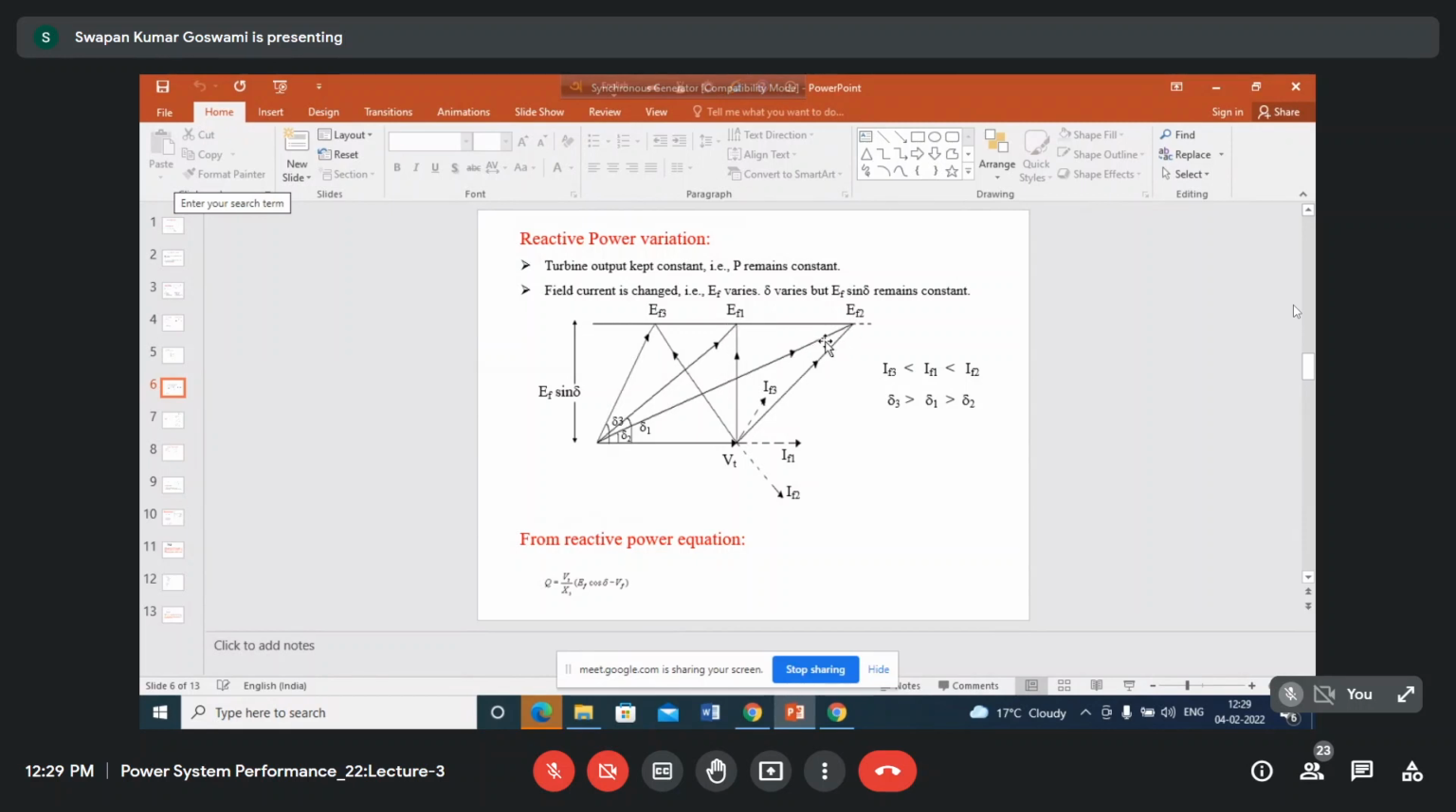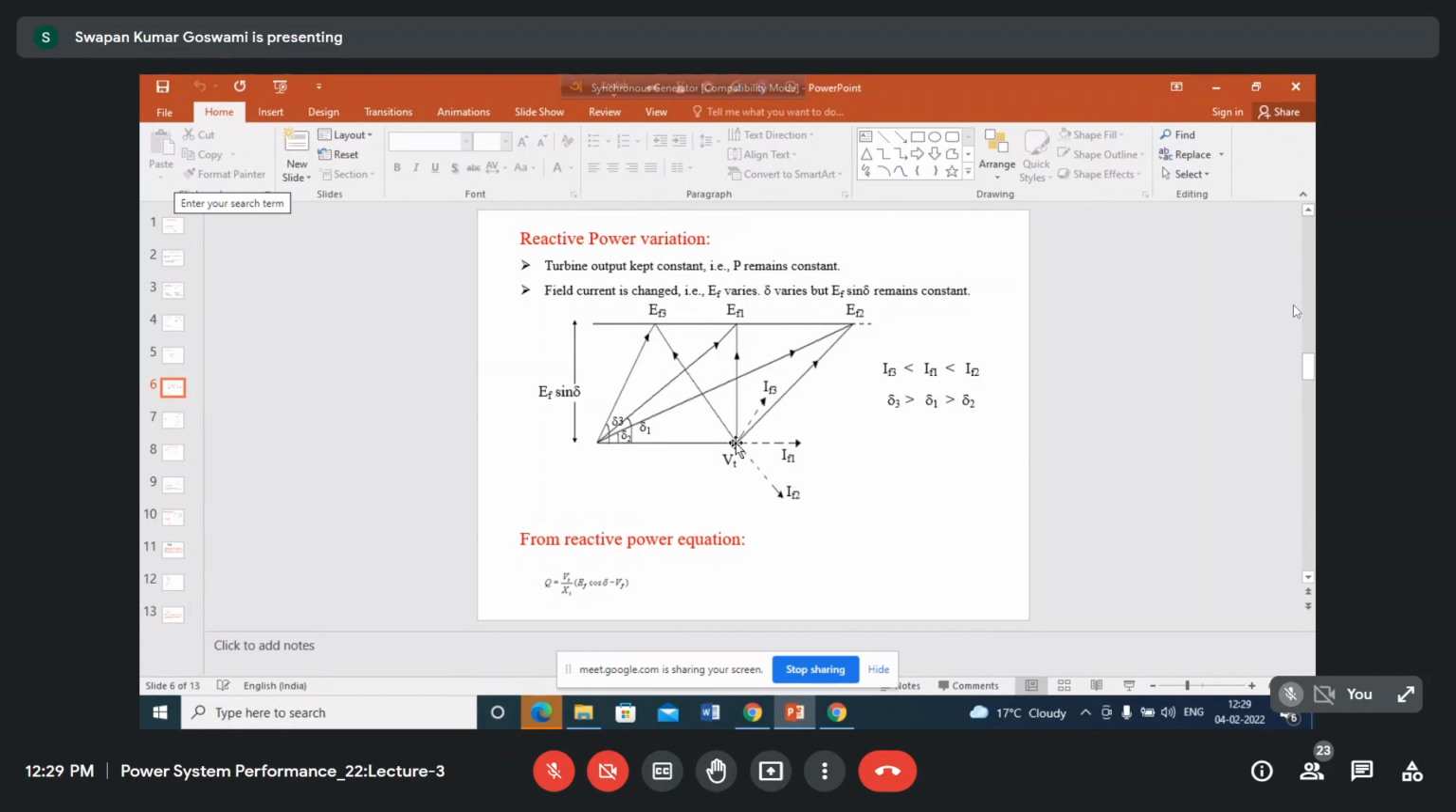Now note that we have kept EF sine delta constant, that means this length and this length are constant, but EF cosine delta, this is the length, this EF2 cosine delta 2 is the length. So EF2 cosine delta 2 is greater than EF1 cosine delta 1.